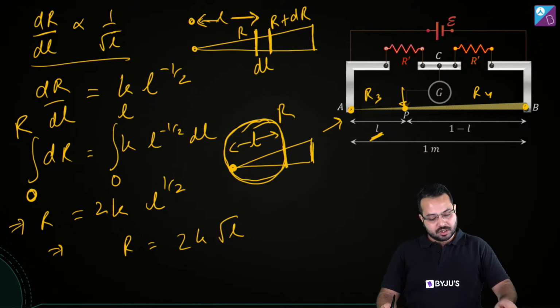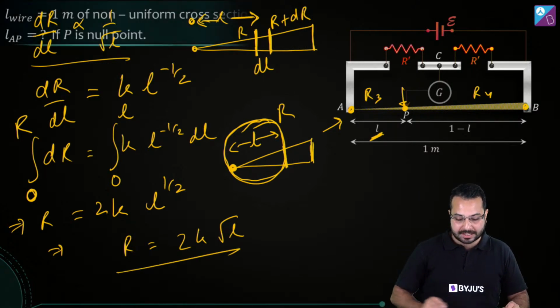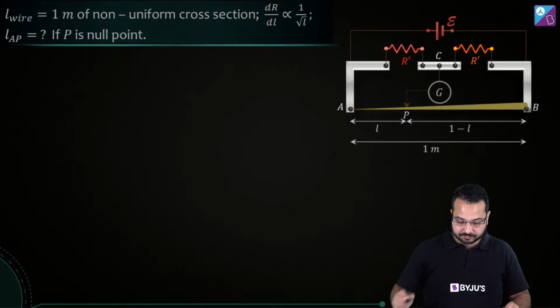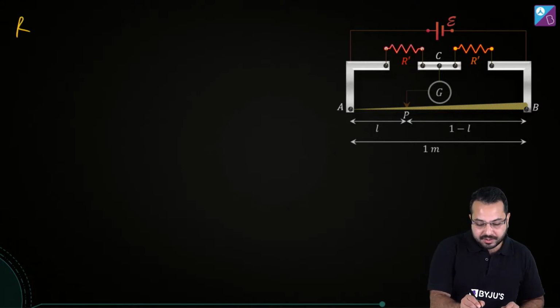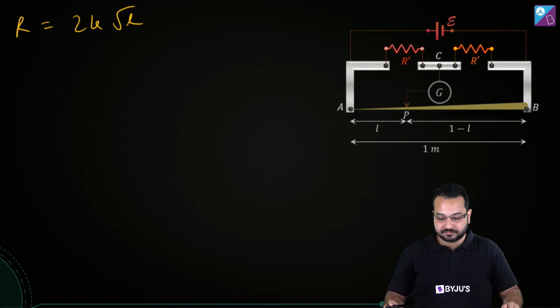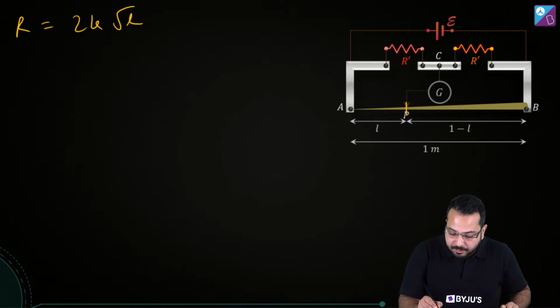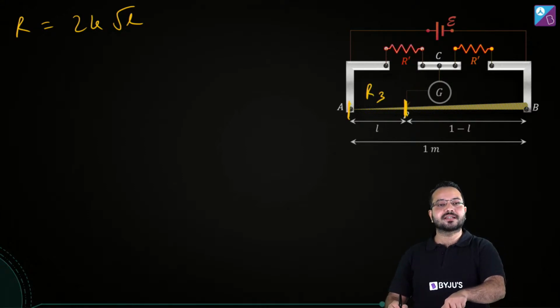Okay. So now what do we have? We have R is equal to 2K into root L. Now listen to me very carefully. We are talking about this part of the wire. What is the length of this part of the wire? This is resistance R3.